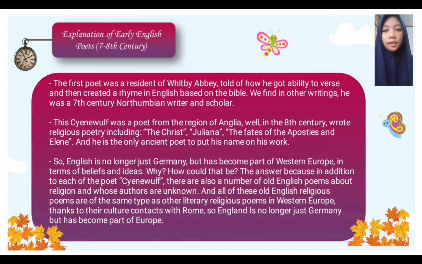Explanations: Early English poets. The first poet was a resident of Whitby Abbey, who thought of how he got the ability to compose verse and then created a rhyme in English based on the Bible. We find in other writings that he was a 7th century Northumbrian writer and scholar.